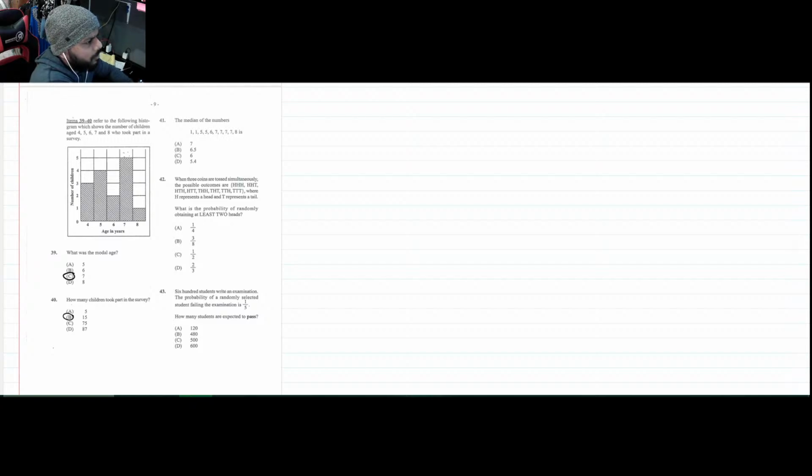The median of the numbers is: cancel first with last, first with last, first with last, first with last. 6 and 7, in the middle of that is 6.5.